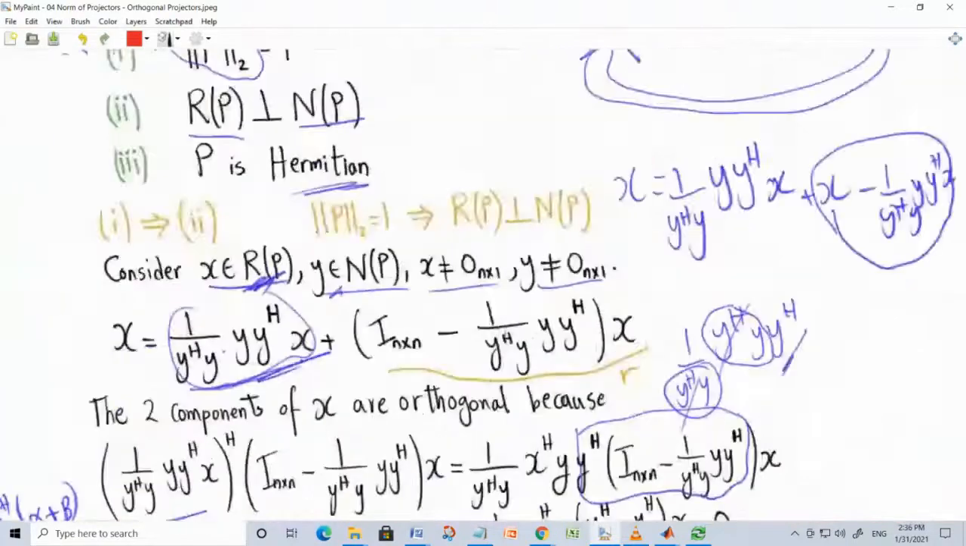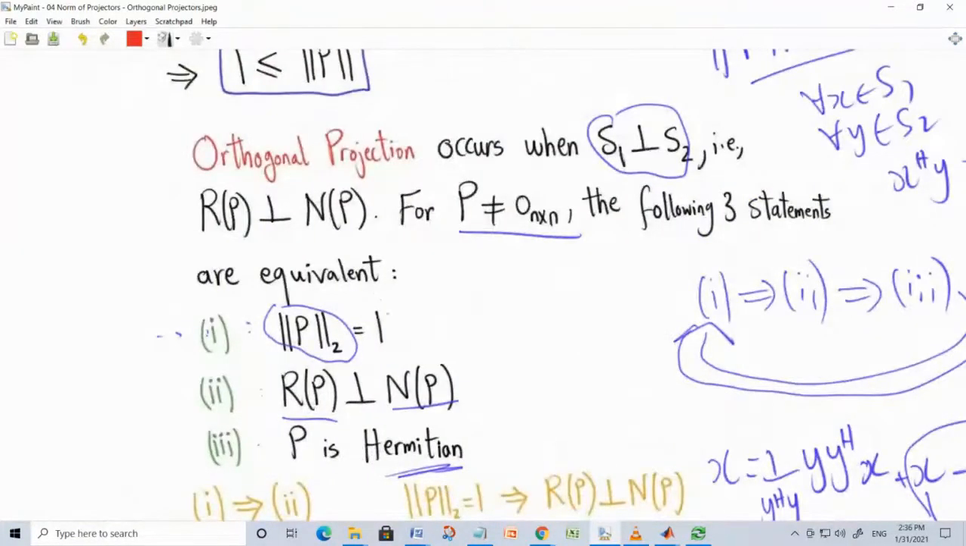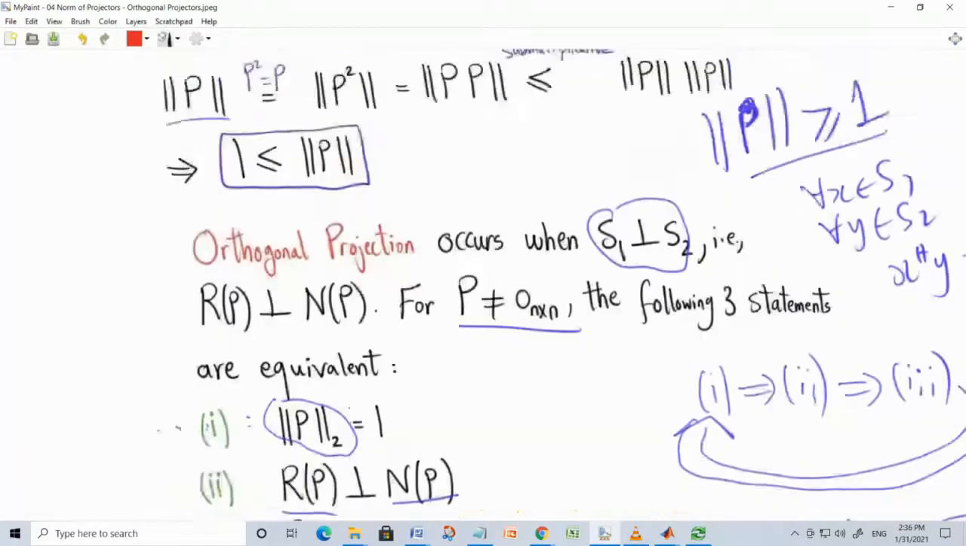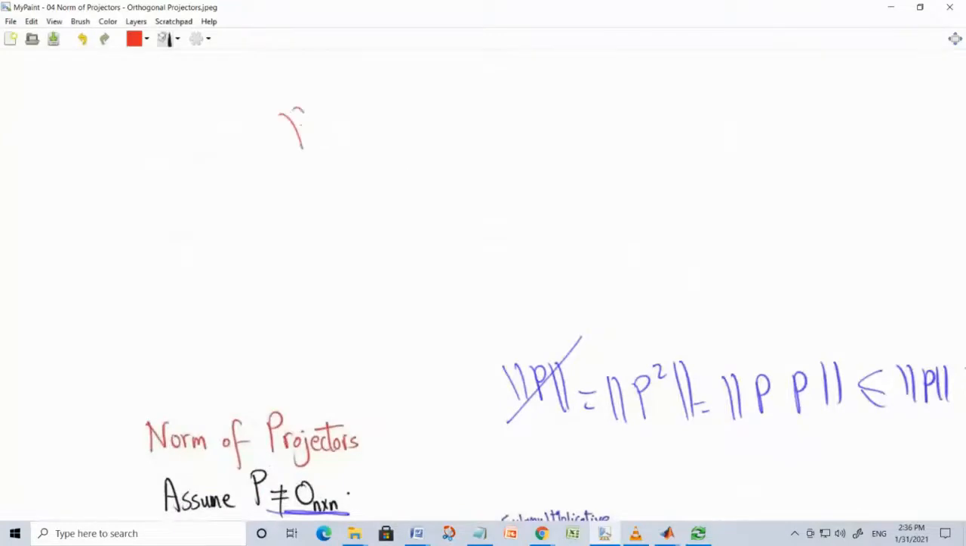So now we have established that these three statements are equivalent. Each one of them implies the other. Someone tells you that you have a projection matrix, you know that the L2 norm or the maximum singular value is 1, you know that the range of B is orthogonal to the null space of B, you know that P is Hermitian.